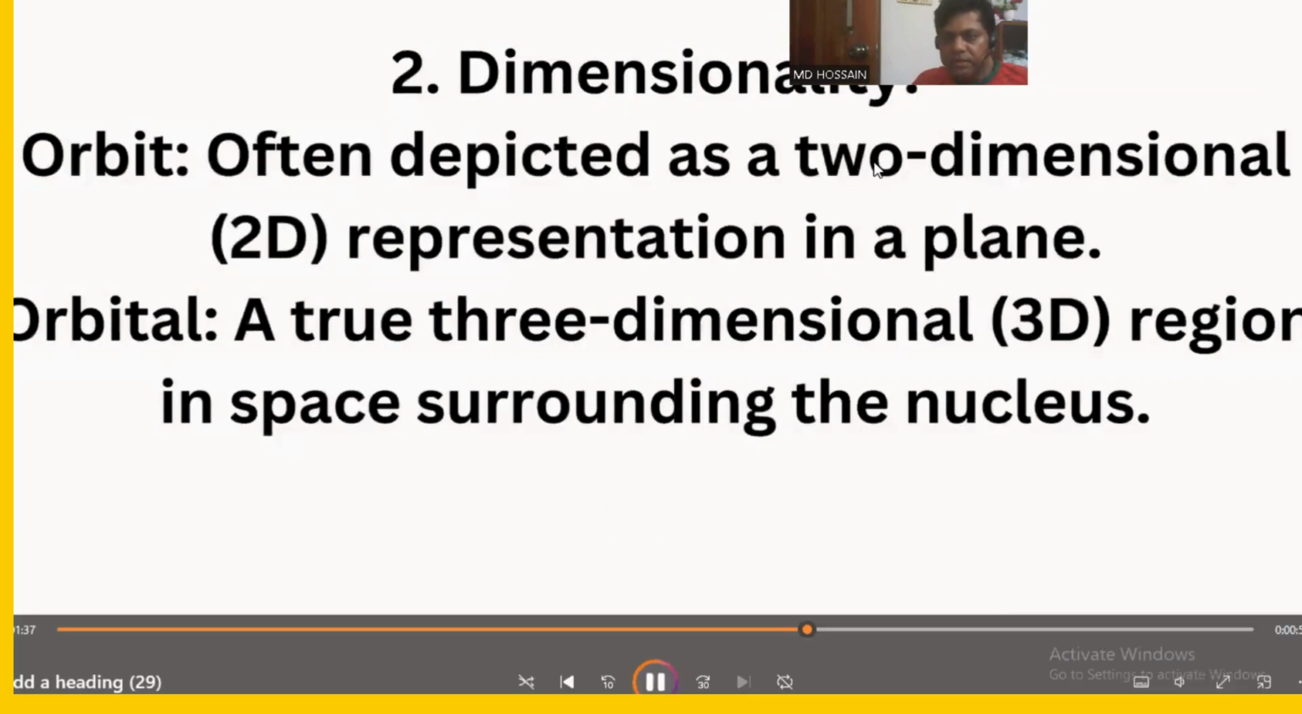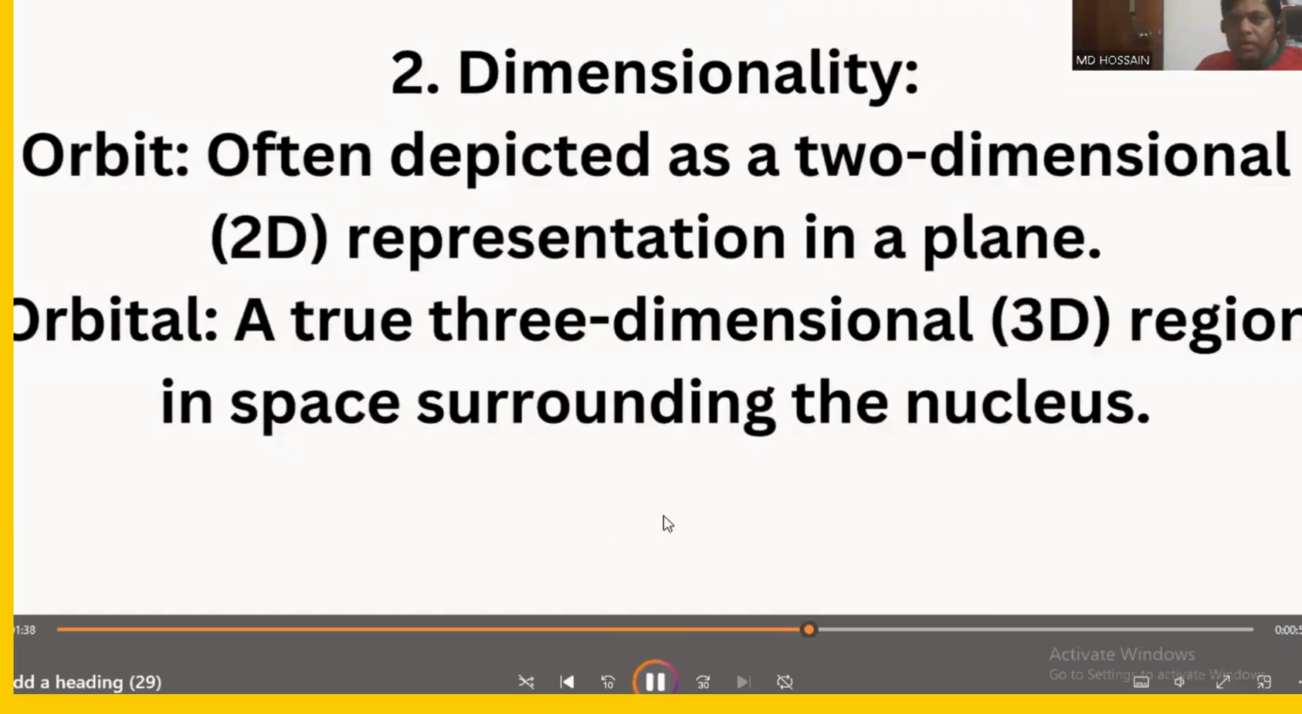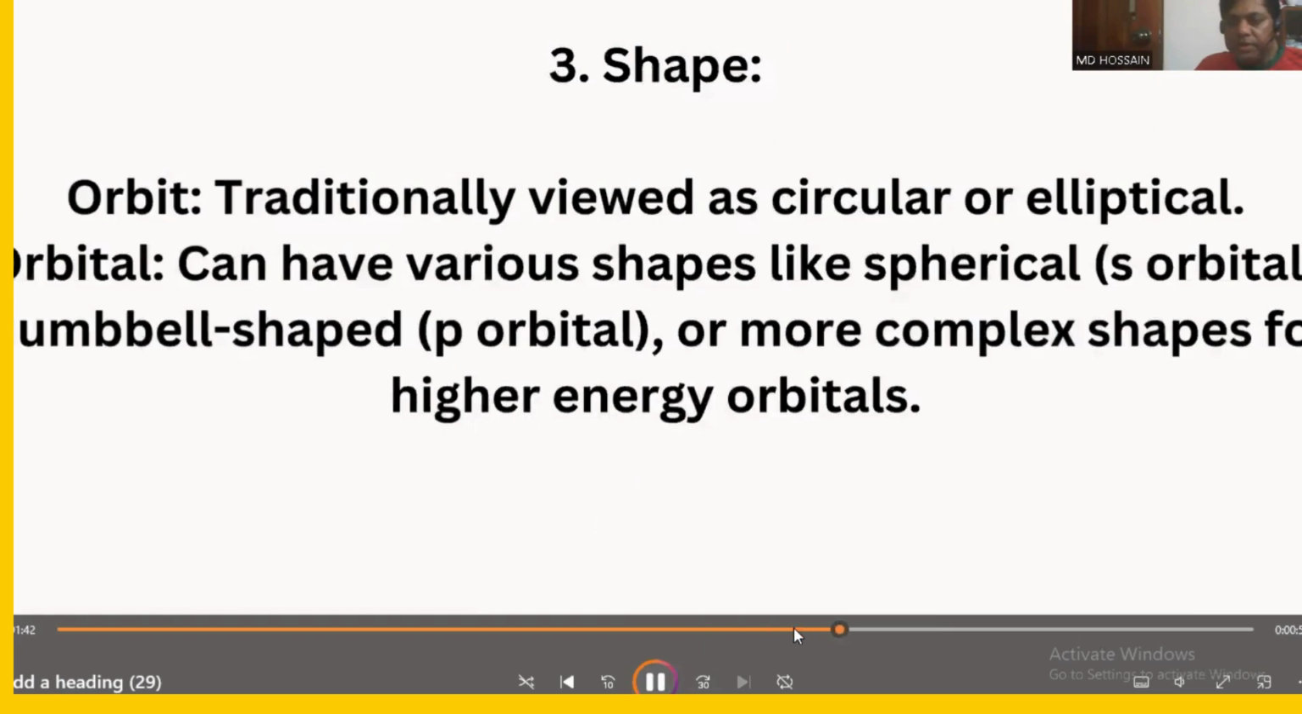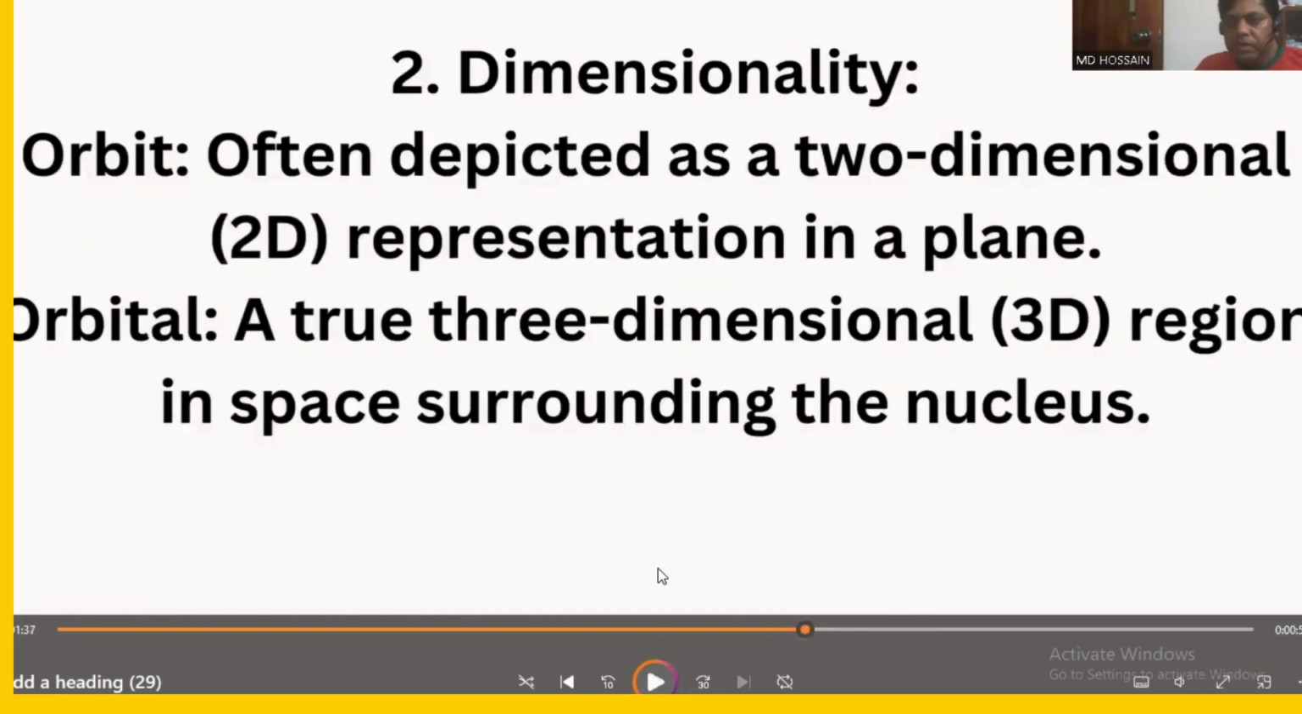Now you can see here, dimensionally, orbit is often depicted as a two-dimensional representation in a plane. It means that orbit always refers to the two-dimensional way, where orbital is a three-dimensional region.